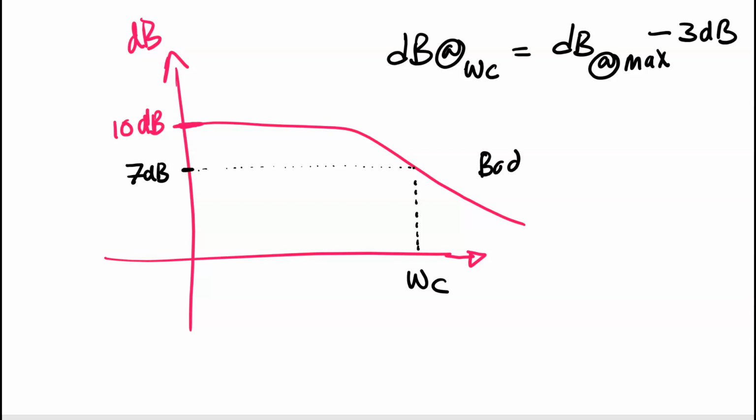So in Bode plot, in order to find the cutoff frequencies, I have to focus on the maximum gain, and then by decreasing this gain by 3 decibel, I can find the cutoff frequency, and the cutoff frequency is going to be the frequency at which this value of decibel gain happens.